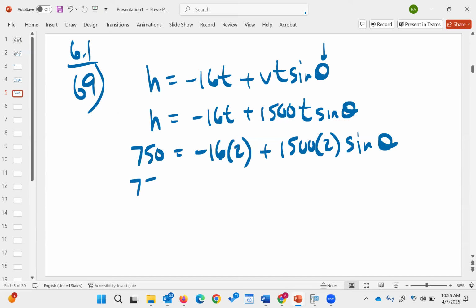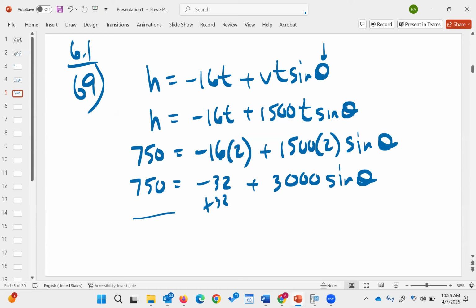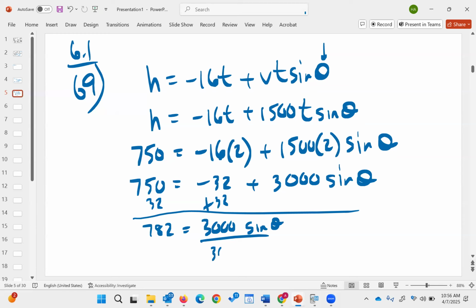All right, help me out here with some math. So I'm going to go, that's 32. That's 3,000, is that right? And what should we do next? Subtract 32 or add 32, sorry. Add 32 to both sides. So 782, is that right? Whew, I'm not sure if that's a big angle or a small angle. Let's see. Divide by 3,000. And let me move this somewhere else so it doesn't bug us. Divide by 3,000.